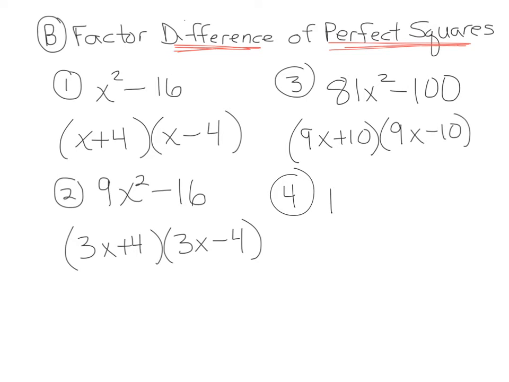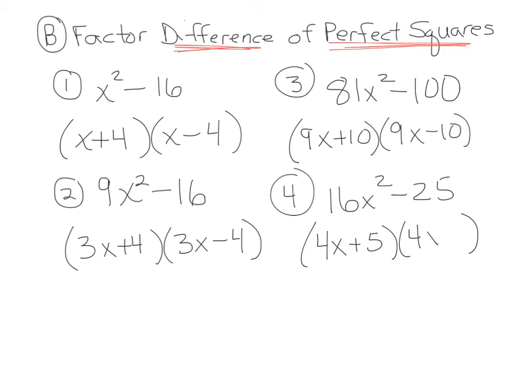Oh, how about 16x squared minus 25? Oh my goodness. I think that is a difference of two perfect squares. Perfect squares. 4 times 4 gives you 16. 5 times itself. Those are perfect squares. I've memorized this. 4x plus 5 times the quantity 4x minus 5. All I'm doing is finding the square root. What's the square root of 25? 5. What's the square root of 16? 4. All right, let's try just a couple more.